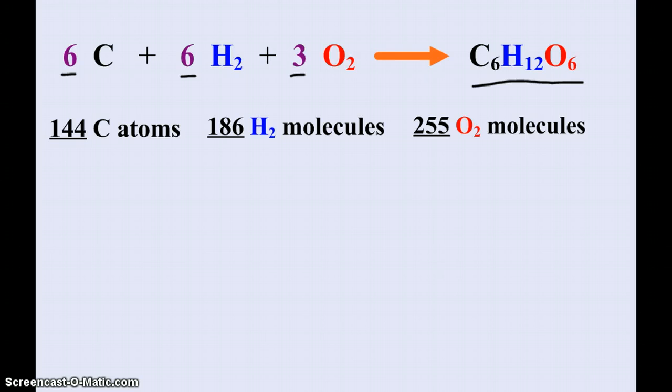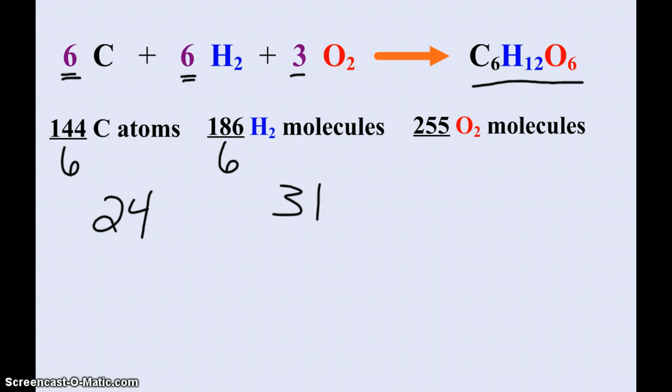Alright, so again, the most important factor is the mole ratios. Every time I make a molecule of glucose, I use 6 carbon atoms. I have 144 available. 144 divided by 6 says that I can do that 24 times. Okay, I can take 6 carbon atoms and make a glucose molecule 24 times. With hydrogen, again, 6 hydrogen molecules each time. I have 186 available. When I divide that, it says I can do that 31 times with the amount of hydrogen I have available.